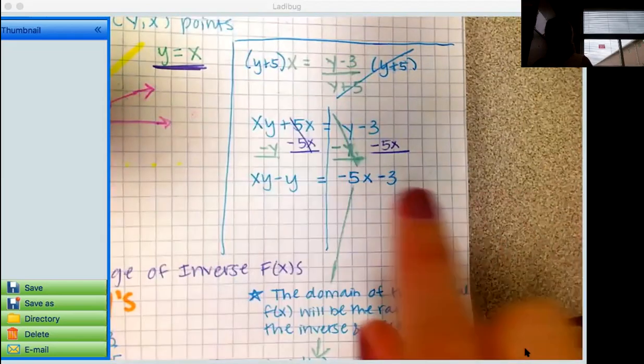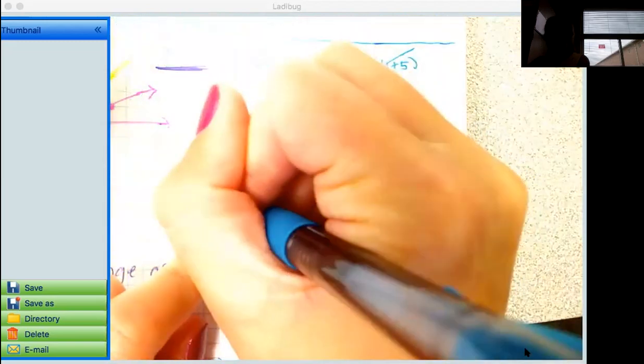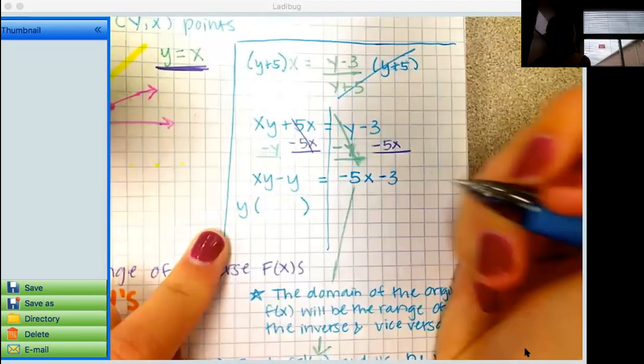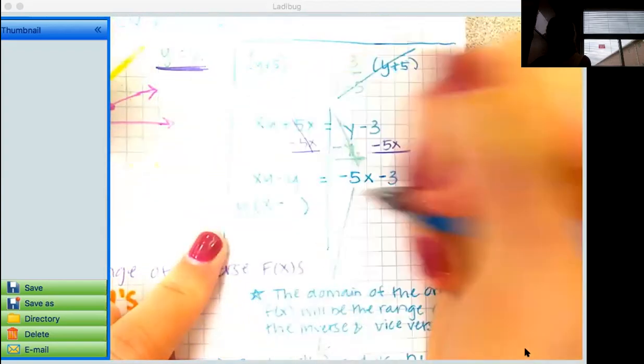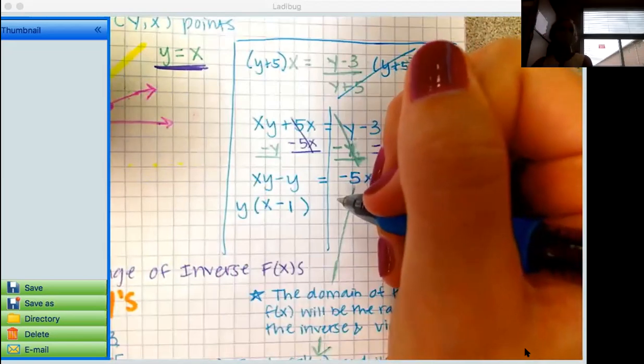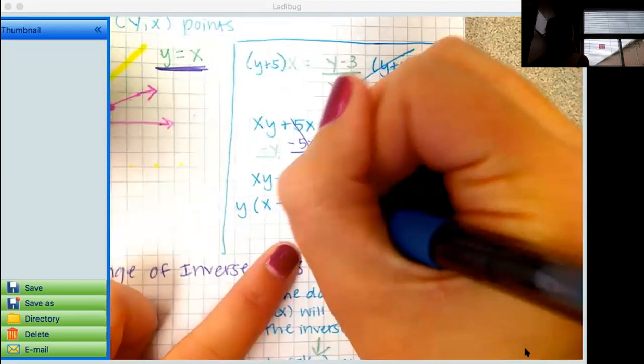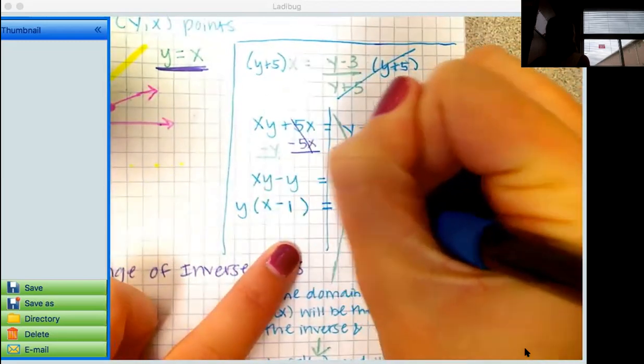Oh, okay. Let's look at this. What do they both have? A y. So what can we take out? A y. What are we left with? An x minus what? Thank God, I was praying you would not say 0. That is not 0. That's an understood 1y, correct? Okay. Equals negative 5x minus 3.